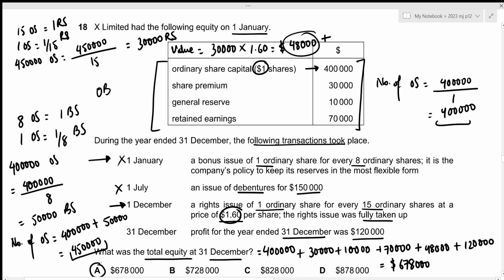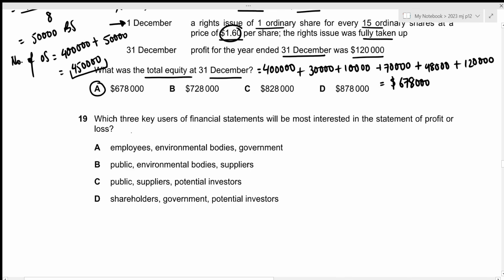Let's move towards the 19th question. Which 3 key users of financial statements will be most interested in the statement of profit or loss? So remember that statement of profit or loss will disclose either the total profit for the year or the loss for the year. So the first user or first stakeholder that will be very interested in the profit or loss of the company is going to be the shareholders because they will receive dividend as part of those profit, right?